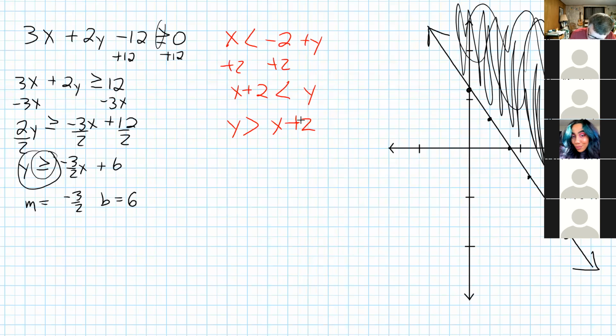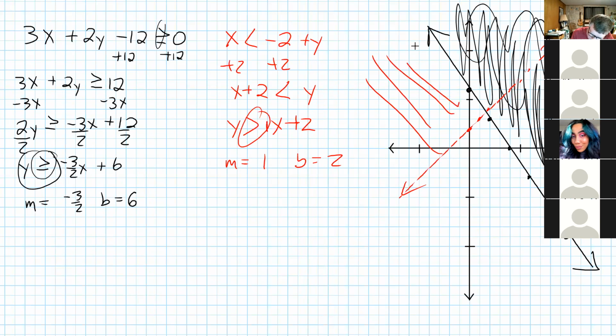Okay. So slope-intercept form, the slope is 1 because there's an implied 1 in front of x, and the y-intercept is 2. Okay? So y-intercept is 2, the slope is 1, so we're going to go up 1 over 1, up 1 over 1, up 1 over 1. This does not include the equal sign, so it's just a dotted line. Okay, it says y is greater than, so we're talking above.